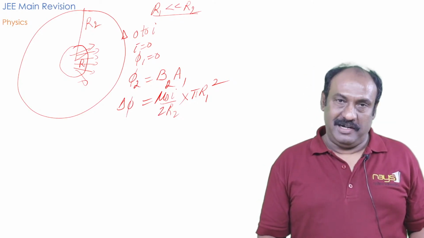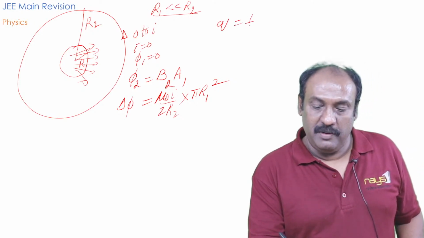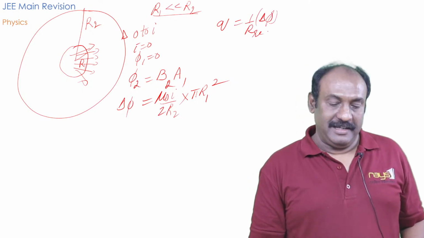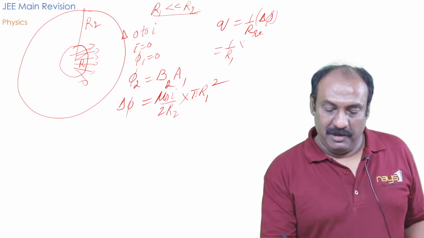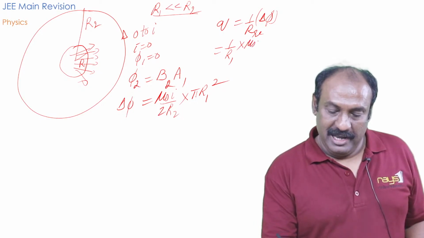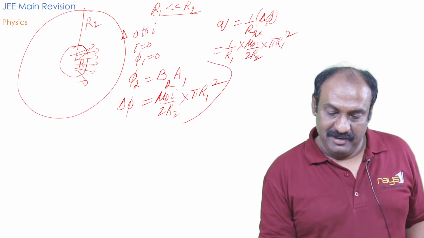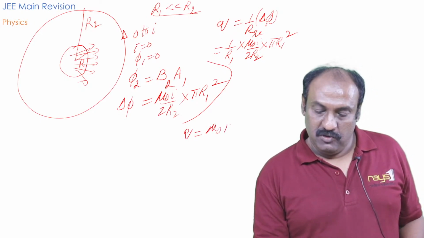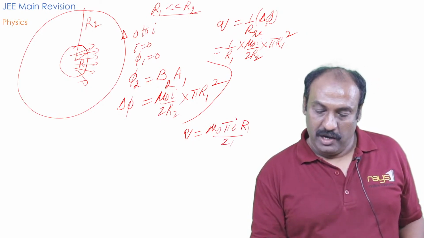Okay. Now what do we want? The charge that flows through this one. Q equals 1 by R into the flux passing through it. R is the resistance here. What is the resistance of the inner coil? It is R1. So 1 by R1 into the flux passing through it, which is mu naught I by 2R2 into pi R1 square. So one R1 gets cancelled. From this, Q equals mu naught into pi I into R1 by 2R2 is the answer.